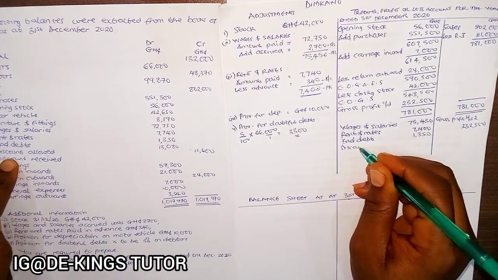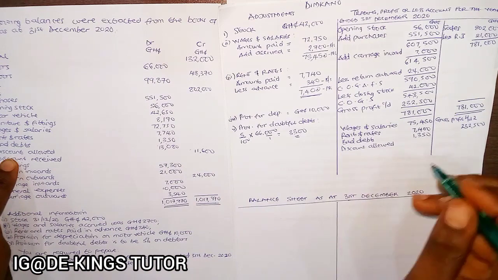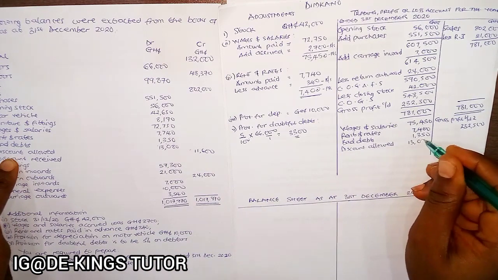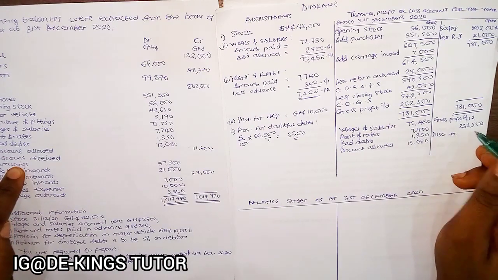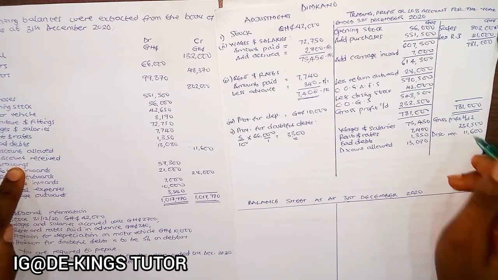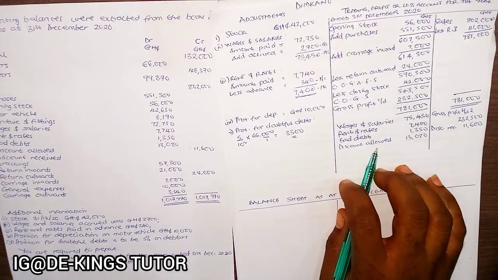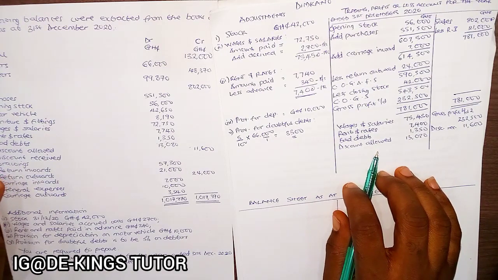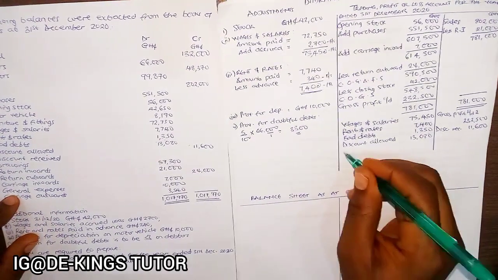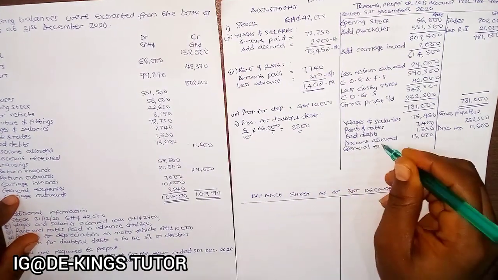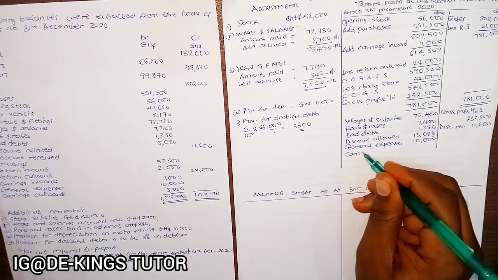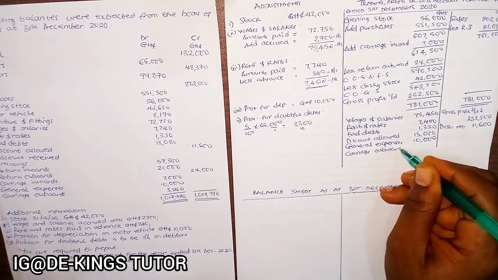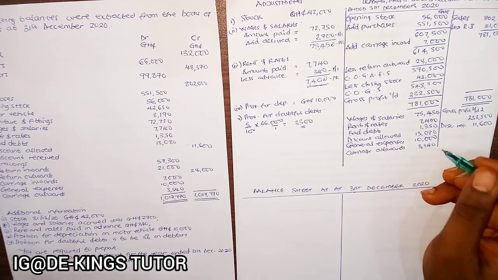Discount allowed, 13,080. Discount received, 11,600. Okay. And the next one. I recorded return inward, return outward, carriage inward. So general expenses, 10,000. Then carriage outward, 3,540.